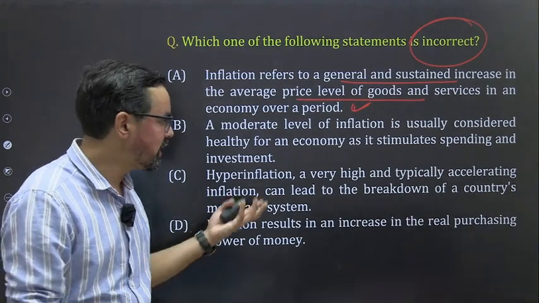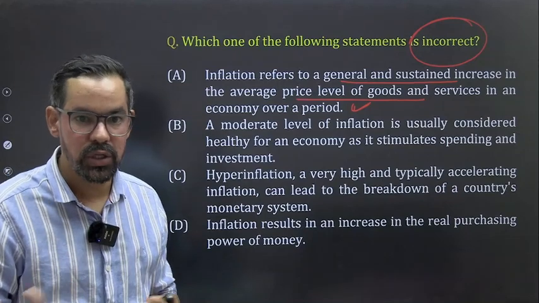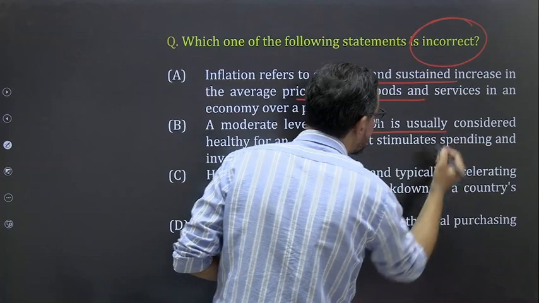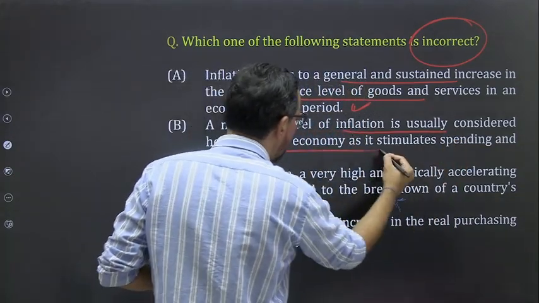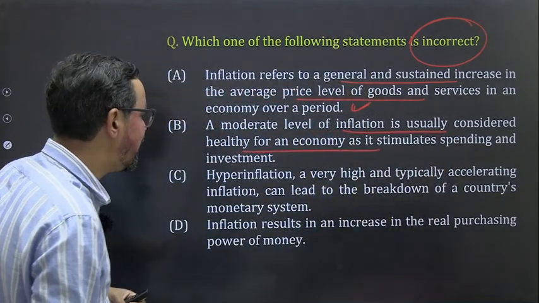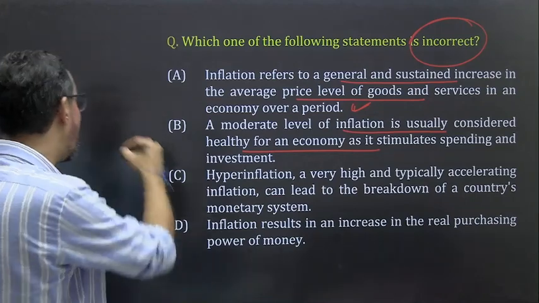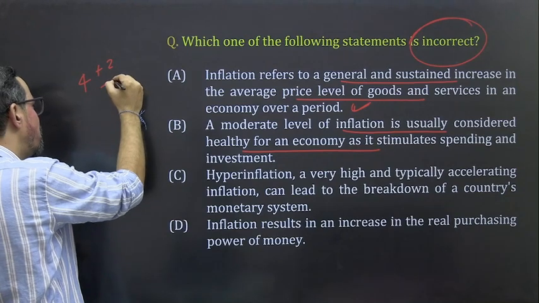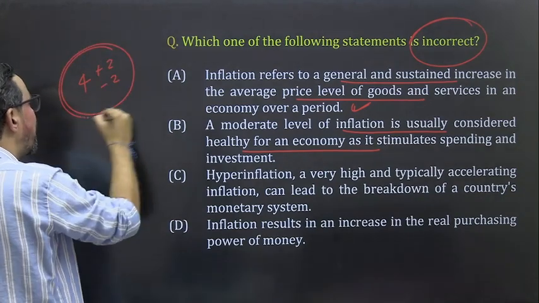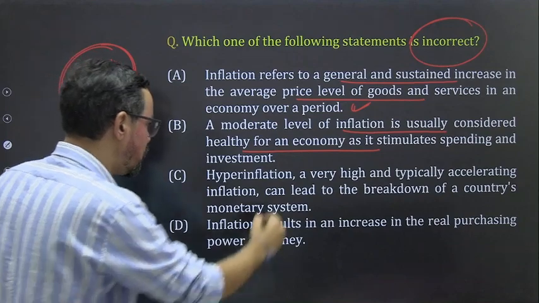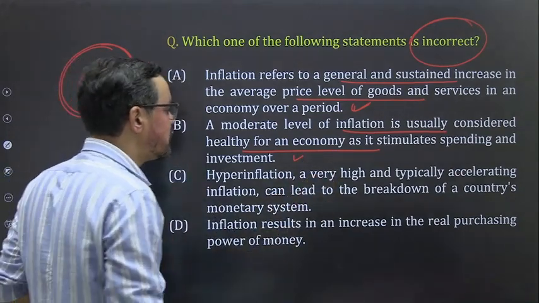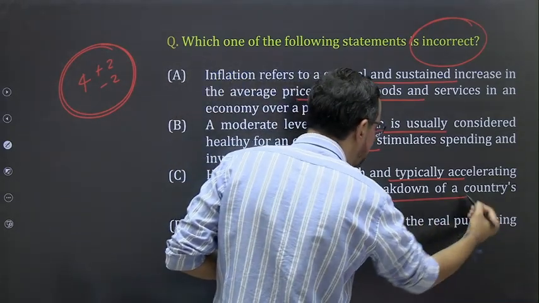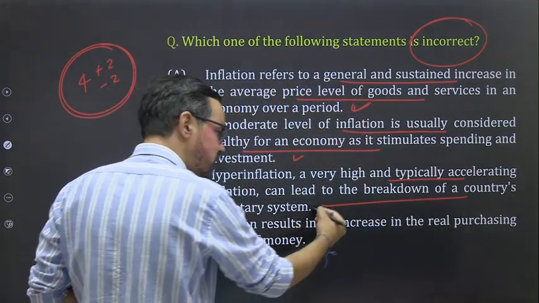Okay, as inflation increases, every rupee we own buys a smaller percentage of goods and services, that is the effect of inflation. A moderate level of inflation is usually considered healthy for an economy as it stimulates spending and investment. In a country like India, as per the MPC, it is 4% plus or minus 2%. Basically we follow a band of 2 to 6%, so this is also correct. Hyperinflation is a very high and typically accelerating inflation that can lead to a breakdown of a country's monetary system. This is also correct, right?